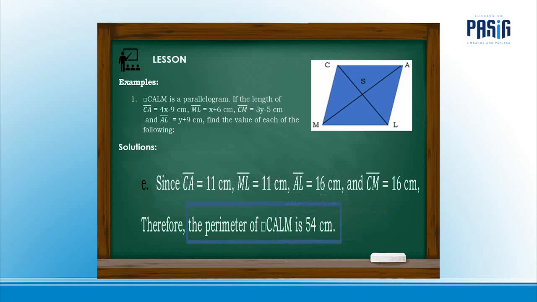And finally, let us have the solutions to find the perimeter of parallelogram CALM. Since side CA is equal to 11 centimeters, side ML is equal to 11 centimeters also, and side AL is equal to 16 centimeters. And CM is also 16 centimeters. Therefore, the perimeter of parallelogram CALM is 54 centimeters.